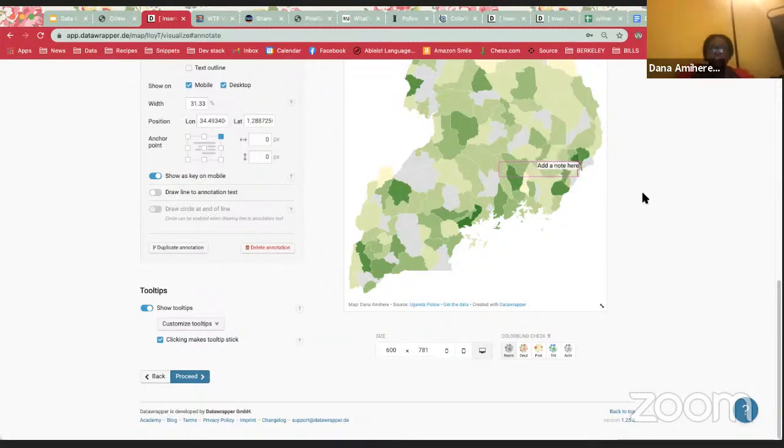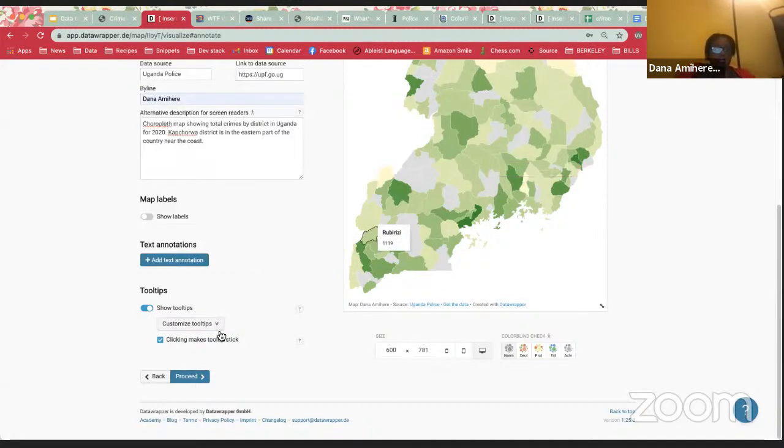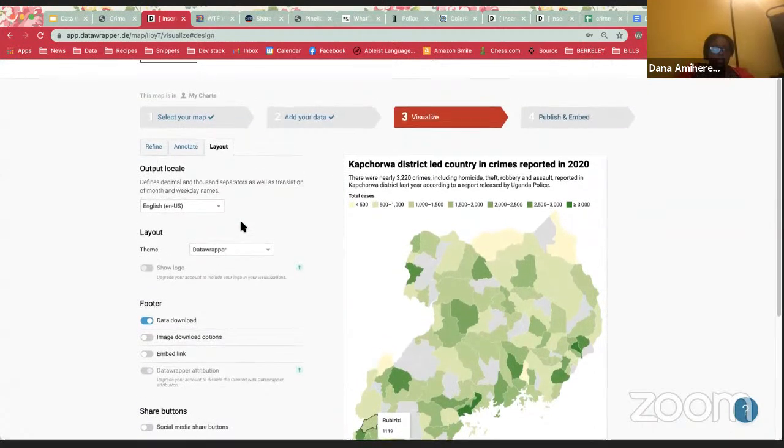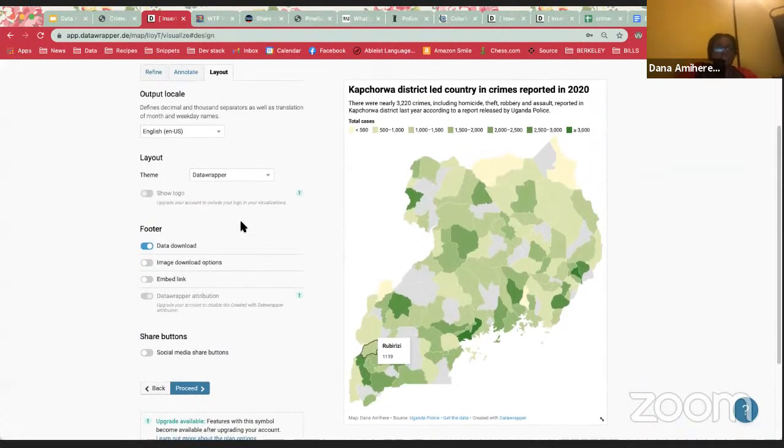If I wanted to say something specific, like about that district, I could do that there. I'm going to delete it. Okay, I'm going to click proceed. Okay, all the layout's good. And now we can get to the point where we can publish and make our map available to other people, or we can download the image file.